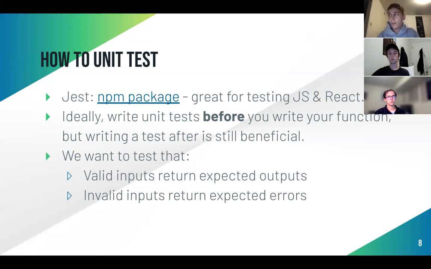And we want to test a few different things. We want to always test that valid inputs return expected outputs. And another important thing is we want to test that invalid inputs return expected errors as well. So we don't always want to test that our code works, I guess the perfect code with a valid input works. We also want to test code that might cause an error, and we want to make sure that that actually returns an error. That's just as beneficial as a test that checks that your code works.